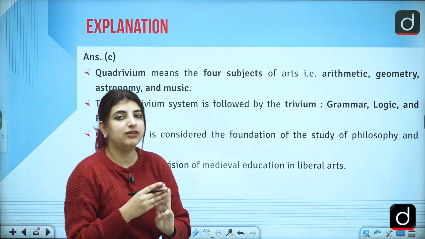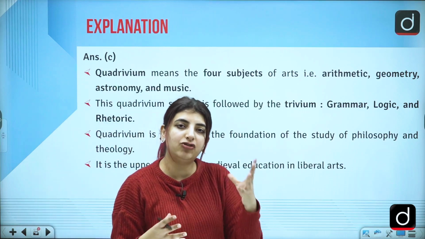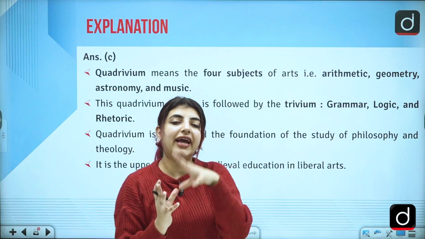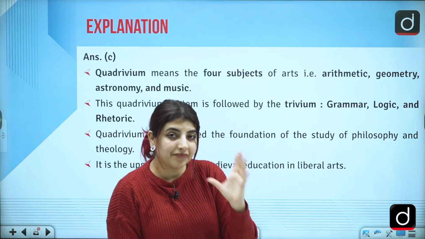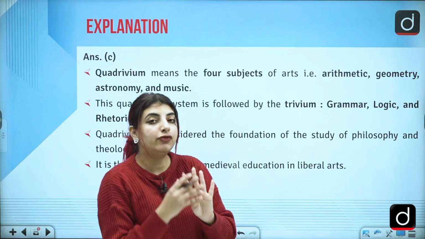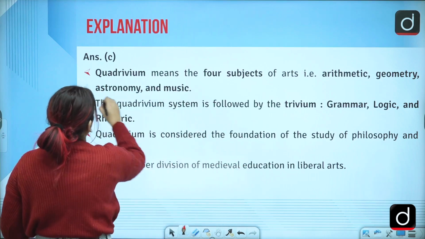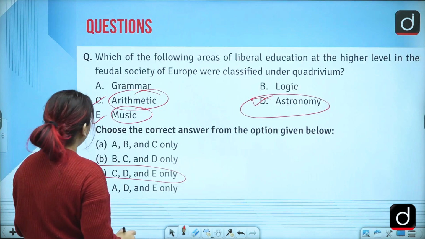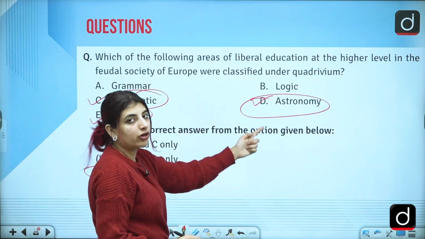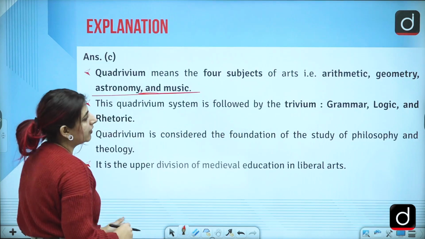Quadrivium means the four subjects. First of all, what do we mean by quadrilateral? That which has four sides. So if we talk about the quadrivium, it is related to the four subjects of arts, that is arithmetic, geometry, astronomy and music. In the question paper we had arithmetic, music, astronomy, and geometry was not there, correct?